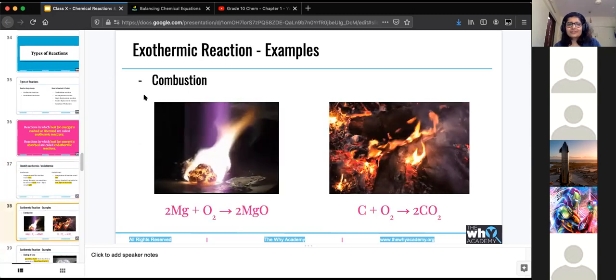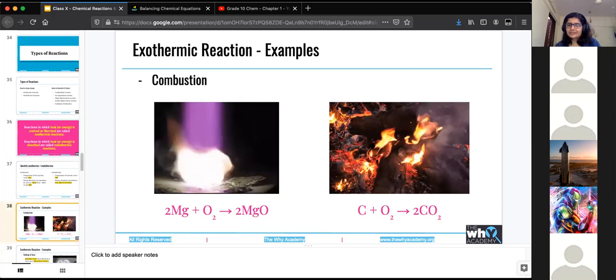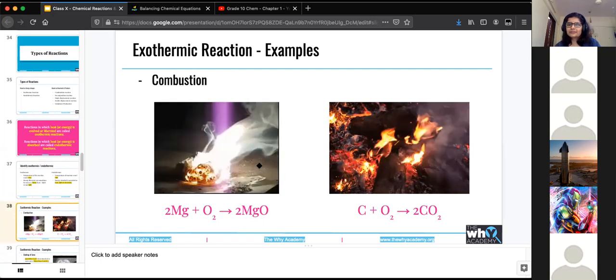So an example of exothermic is combustion. This is pretty obvious. You can see the energy given out in the form of heat and light.